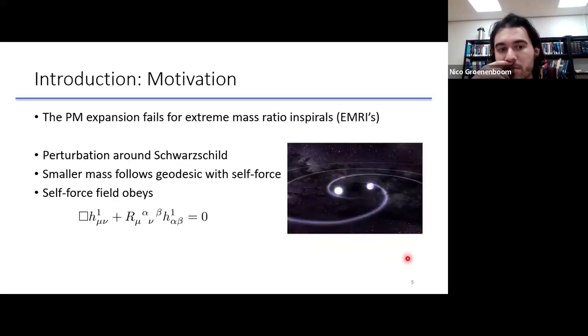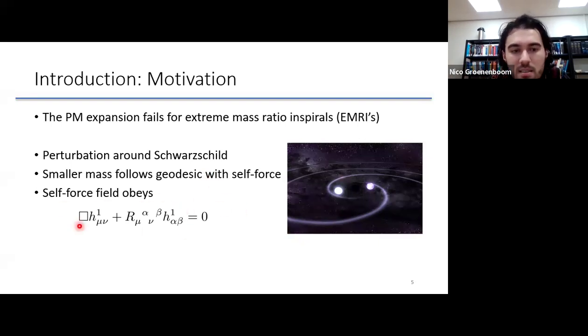However, this PM expansion fails in the case where one of the masses is much smaller than the other. So for extreme mass ratio inspirals, or EMRIs. In this case, classically speaking, one needs to do perturbation around the Schwarzschild of the larger mass. And then the smaller mass will follow approximately a geodesic in the Schwarzschild spacetime. However, because the smaller mass has its own gravitational field, this gravitational field interacts with the background, generating a self force. And the self force field is exactly the perturbation.